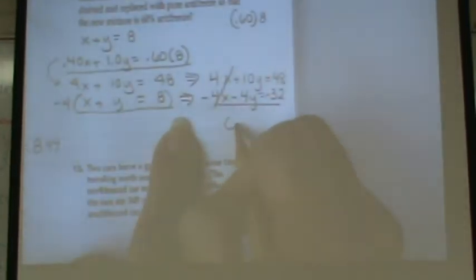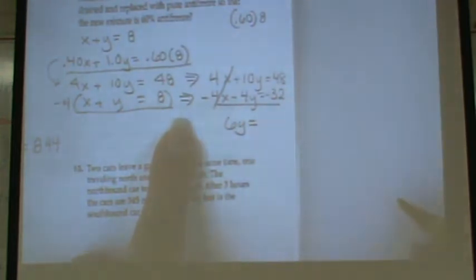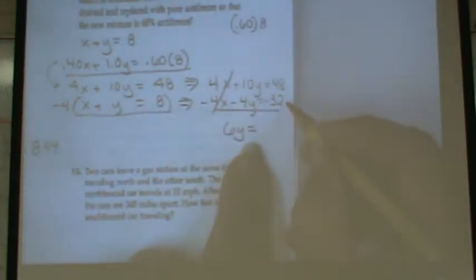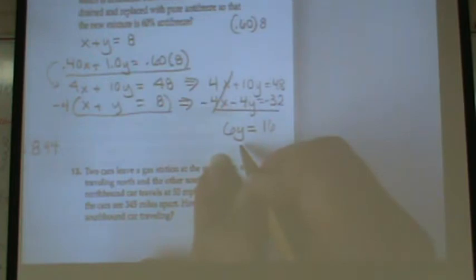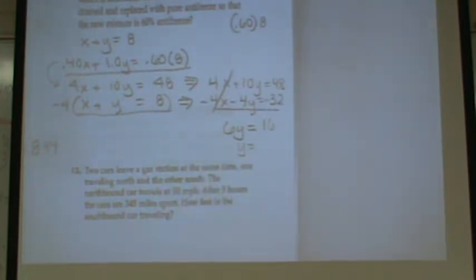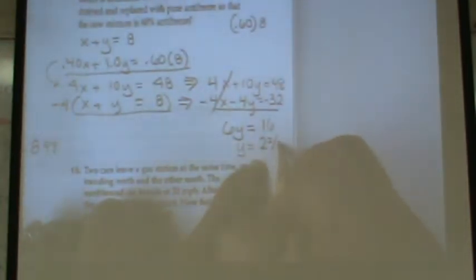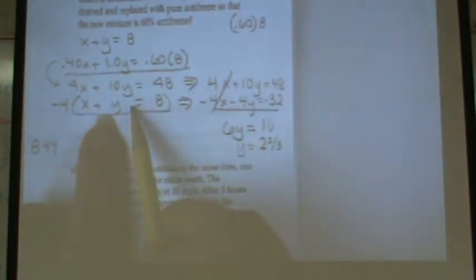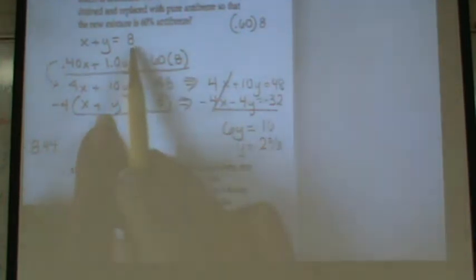These cancel, you get 6y equals 16. And then divide, y equals 16 divided by 6, and that would be 2 2/3 quarts. So 2 2/3 quarts of the pure, and then subtract that from the 8.